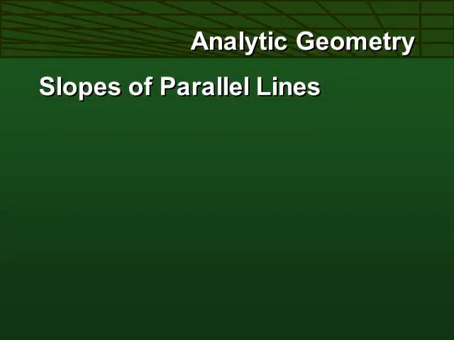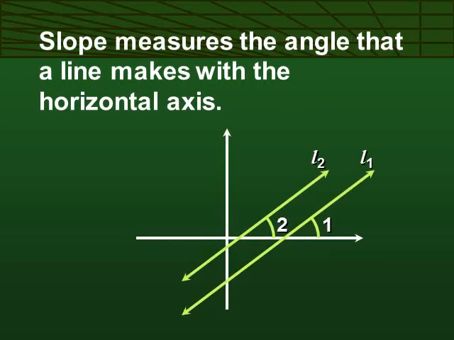Hello, welcome to Analytic Geometry for Chapter 10, and we are talking about slopes of parallel lines. So if you remember when we talked about slope in algebra, we talked about slope equals rise over run. Well, that's actually a ratio of the vertical change over the horizontal change. We also talked about that back in Chapter 4.